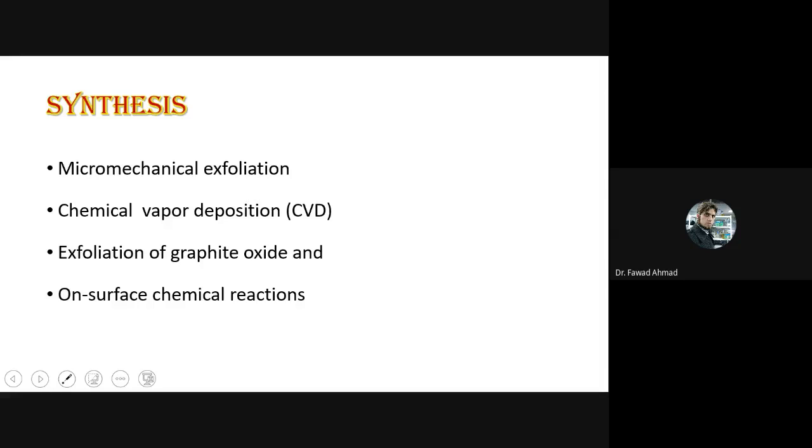We can prepare graphene by using different materials and different methods. These are the different synthetic routes given over there: micromechanical exfoliation, chemical vapor deposition, exfoliation of graphite oxide, and on-surface chemical reaction. These are the different methods by which we can prepare, the synthetic routes for preparing graphene. Okay, I don't know, the sensor is not working, the reason behind that, still I don't know.